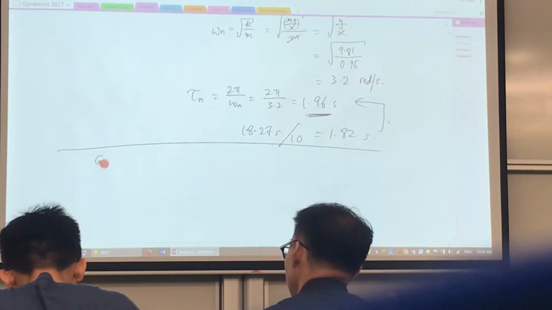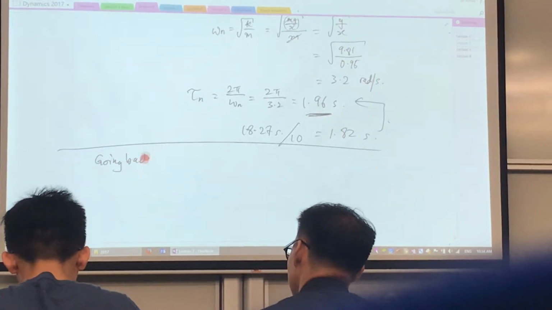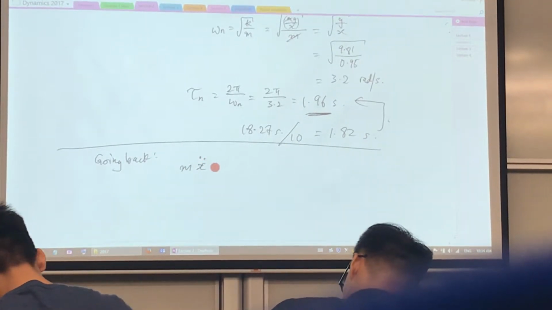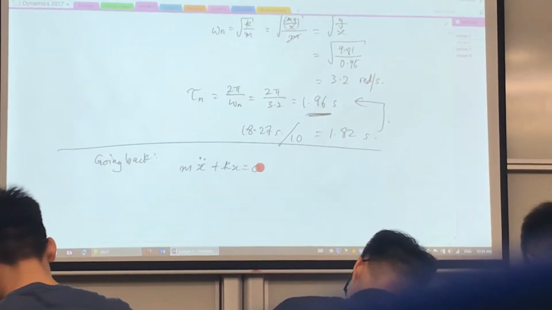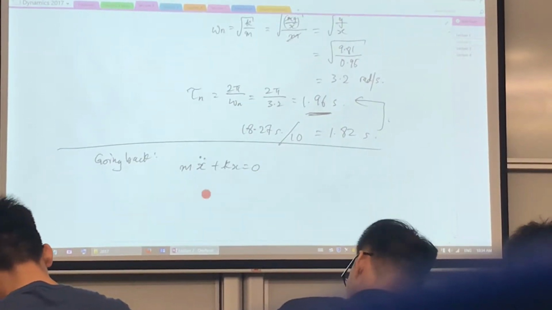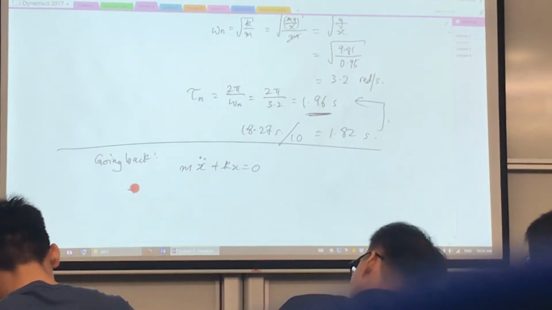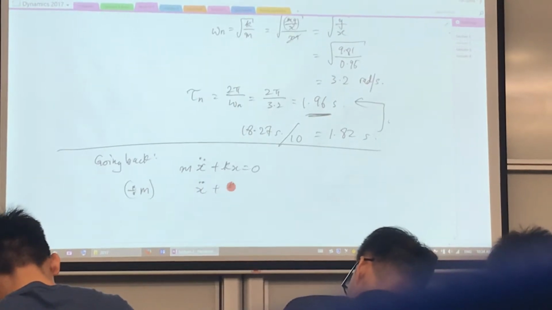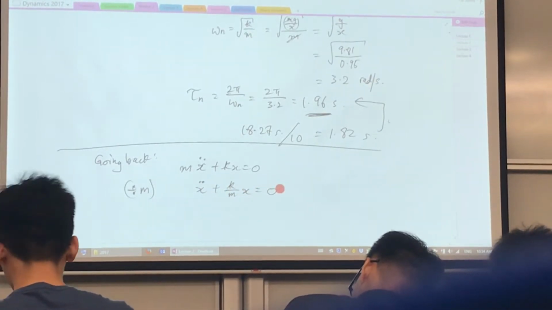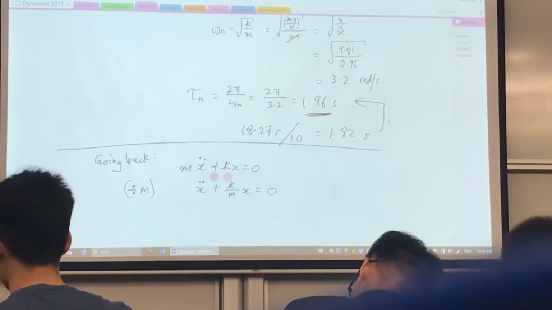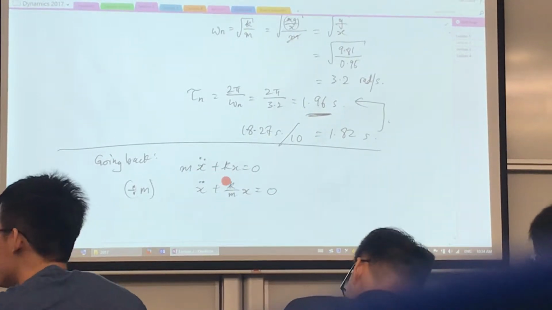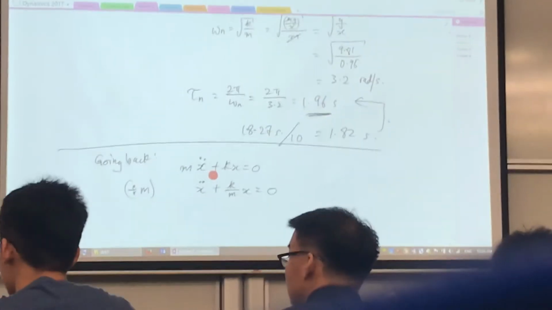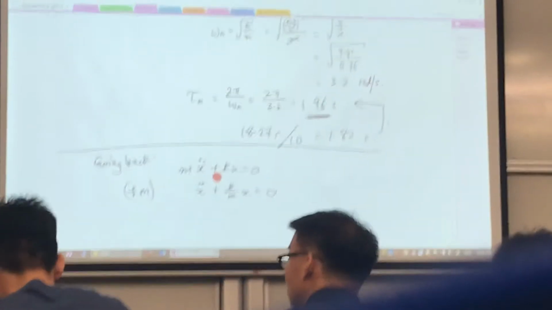Okay, going back. We had this expression m x double dot plus k x equal to 0. So what I'll do next is divide throughout by m. So I get x double dot plus k over m x equal to 0. Now these are not just any equation. These are very specific equations. So please know that this is so specific that we call it a homogeneous second order linear differential equation.